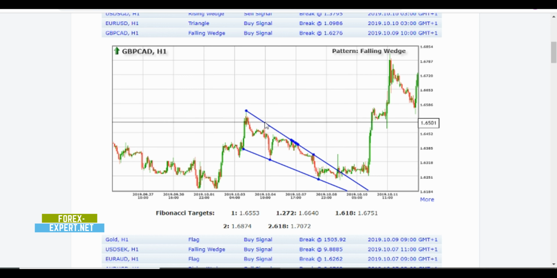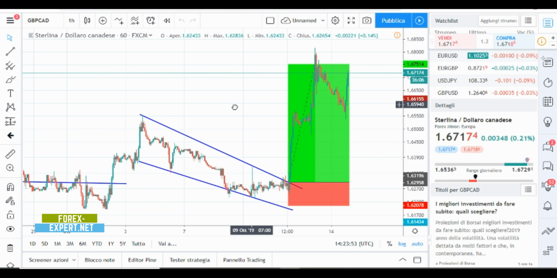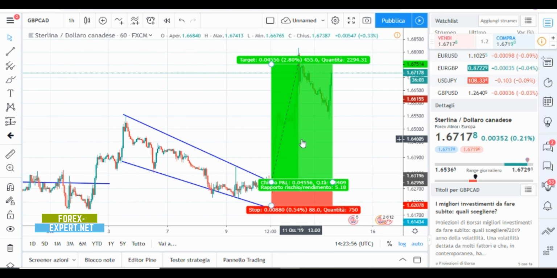In this case, we got like 7 touching points, and when you have a trend line with all these touching points, it means that the software is very good and the pattern is reliable. Okay, we have a buy signal and a break at 1.6276, and this was a huge one because if I'm not wrong, it's like 500 pips more or less. Okay, in fact, this was a trade with a risk reward ratio of 5.18.